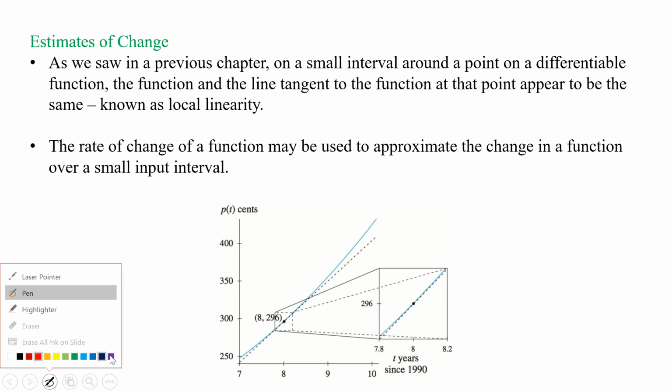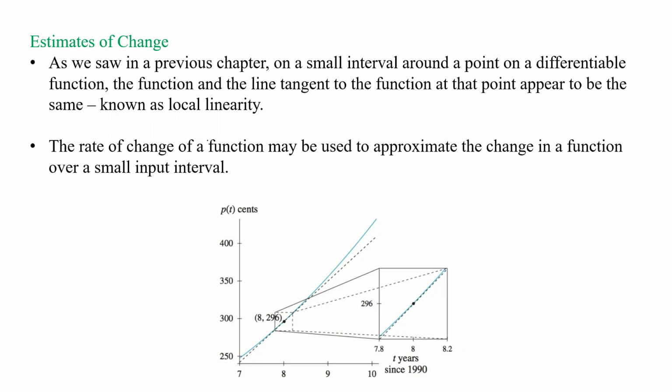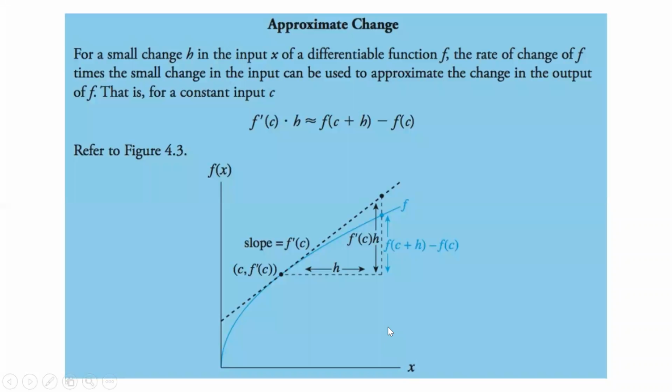Okay, and so the rate of change of a function may be used to approximate the change in a function over a small input interval. So again, changing it to a small input interval, we can say that the rate of change is going to approximate the change in the function. So we can write that. We have some small change h, and on our graph here, h is just from here to here.